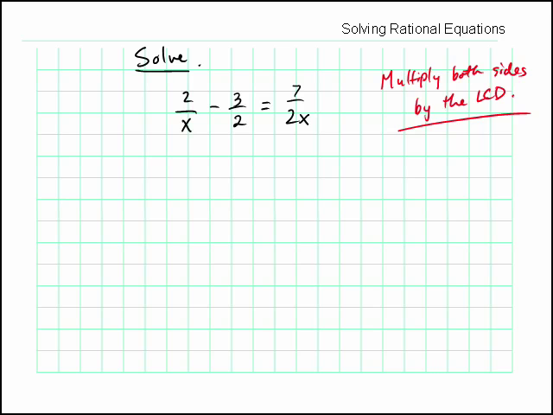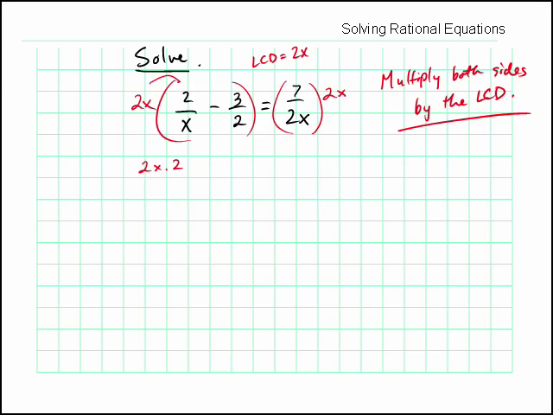Now, for the equation which I have here, the LCD is, let's see, we got an x, we got a 2x, we got an x, we got a 2, and we got a 2x. The LCD is the 2x, the least common denominator. So I'm going to multiply both sides of the equation by 2x. Like that. Now, if we distribute this, we should eliminate all the fractions.